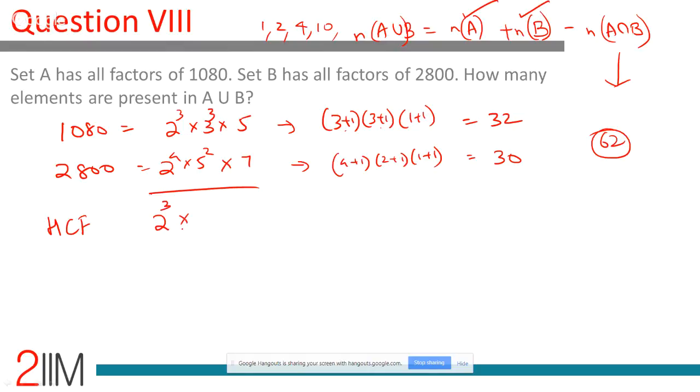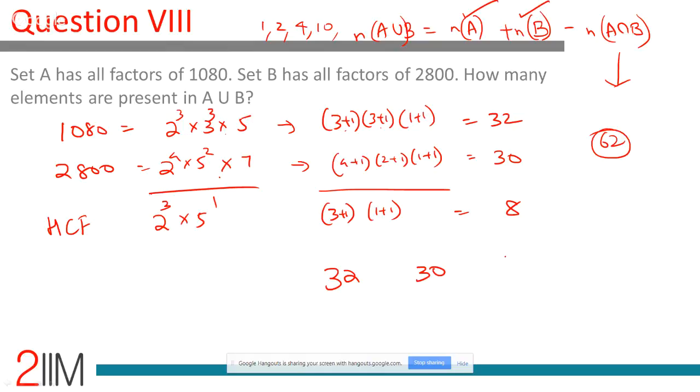2 cube into 5 power 1. No 3, no 7. No 3 in this number, no 7 in this number. So the HCF is 2 cube into 5 power 1. So the number of factors of this number is 3 plus 1 into 1 plus 1. 4 into 2, 8. So set A has 32 elements.